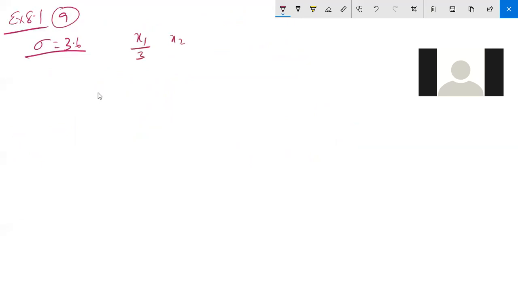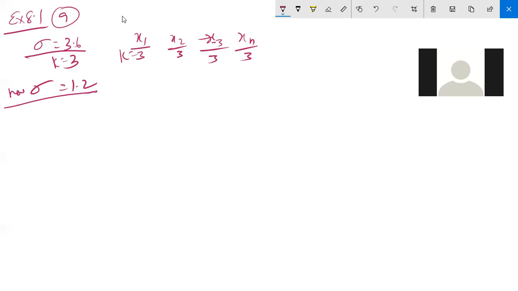x1 is divided by 3, x2 is divided by 3, x3 is divided by 3, xn is divided by 3. Now what happens? Sigma also shrinks. It also gets divided by 3 and the new sigma becomes 1.2. That's all, simple. If it were multiplied, then sigma would be multiplied: 3.6 into 3 would become 10.8.